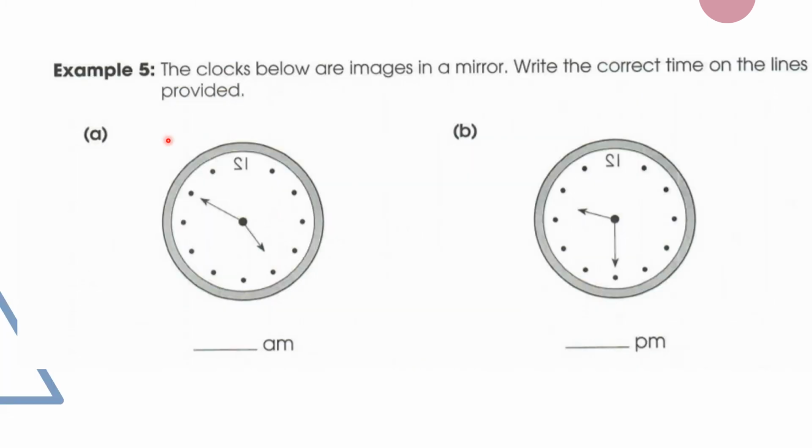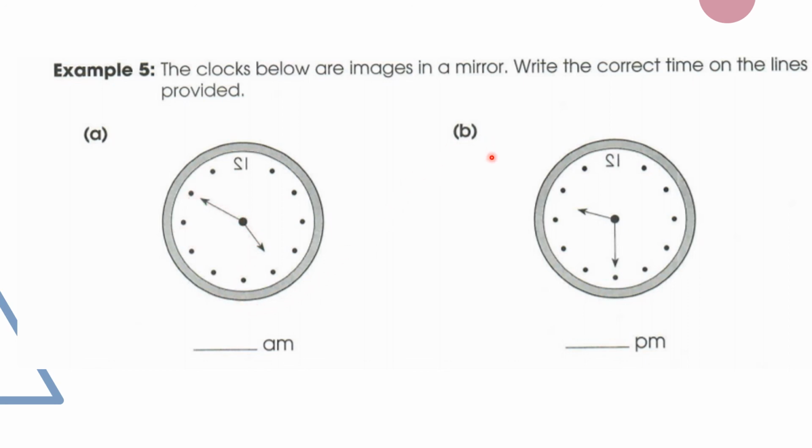So in example 5, the clocks below are images in a mirror. Write the correct time on the lines provided. So in A, we would count counterclockwise. So 1, 2, 3, 4, 5, 6, 7. So the hour hand is pointing in the number space of 7. So the hour is 7 and the minute hand is pointing at 10 minutes. So it is 7:10 a.m.